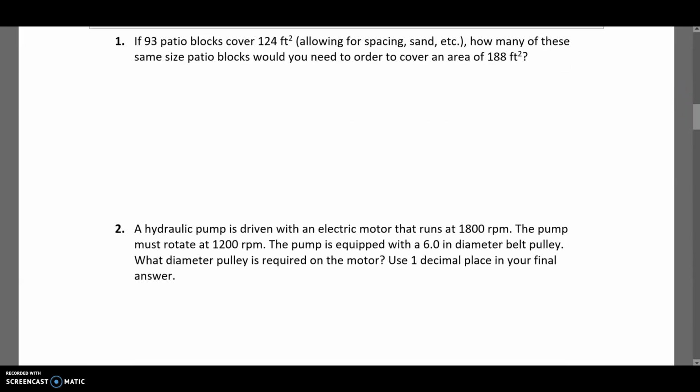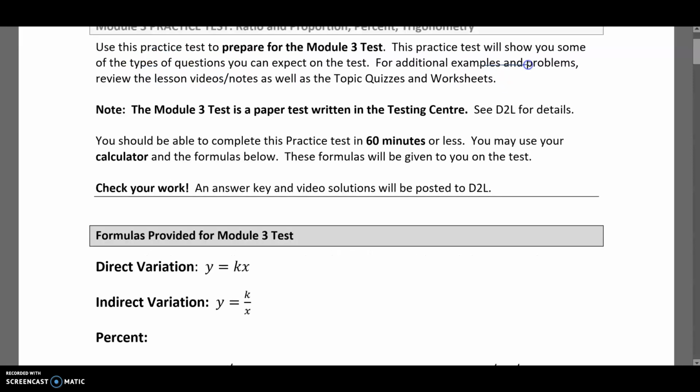In our first question, we have 93 patio blocks, and we're told that that covers 124 square feet of area, including space and sand between the blocks. We want to know how many of the same patio blocks we need if we want to cover an area of 188 square feet.